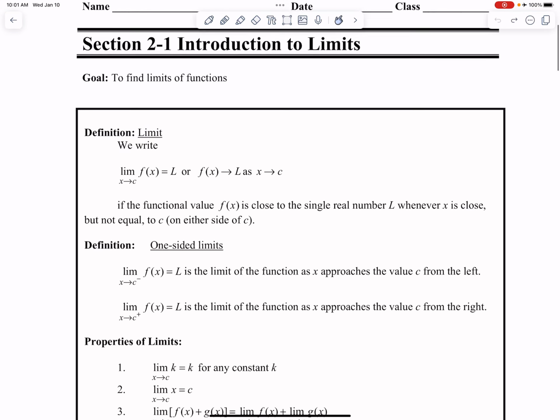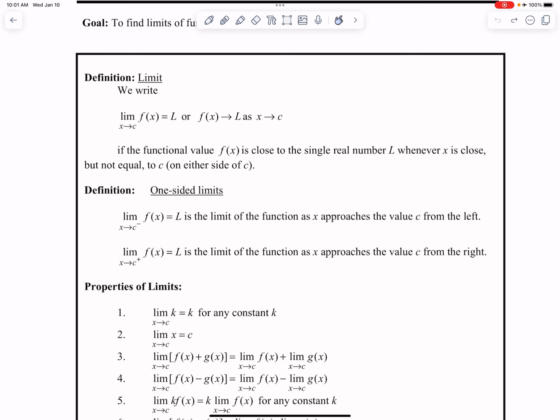Now this note page goes through the definition of a limit. We write the limit as x goes to c of f of x equals L, or as f of x goes to L, or f of x goes to L as x goes to c. So we're looking at the functional value f of x getting closer and closer to a real number L whenever x is getting closer and closer to c. And we'll look at some examples here in a minute to kind of solidify what exactly that definition means.